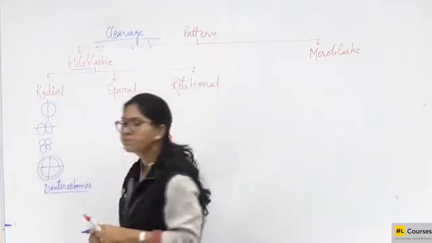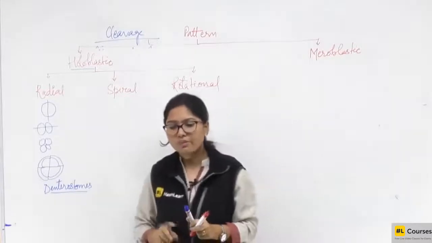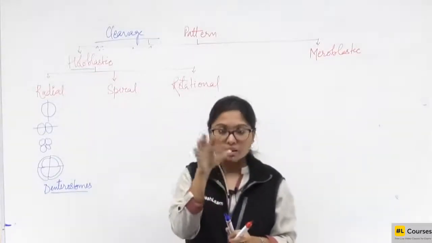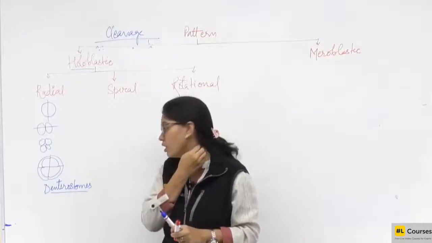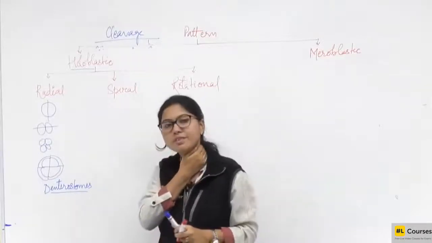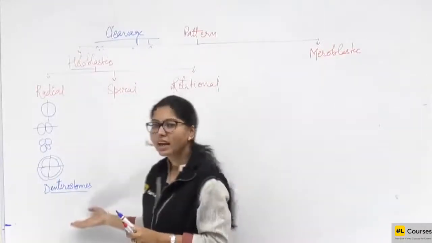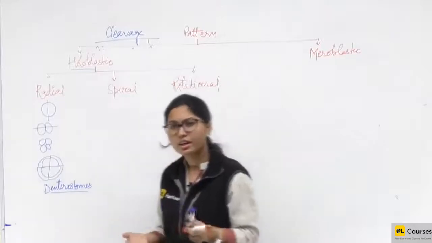Deuterostomes are the organisms wherein, during the course of development, the anus is formed first, instead of the mouth. So they are deuterostomes, and the examples will be Echinodermata, Amphioxus, and hemichordates.